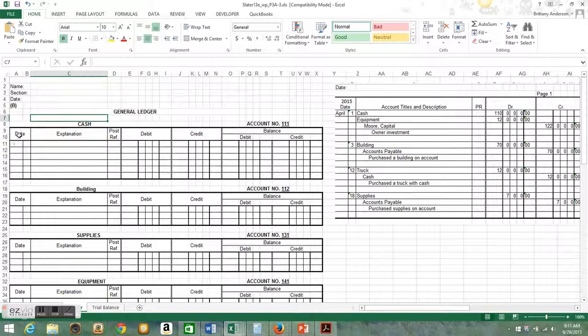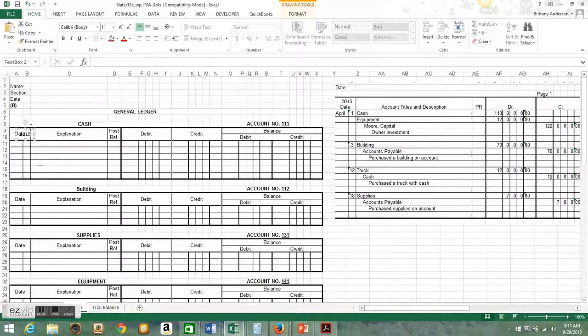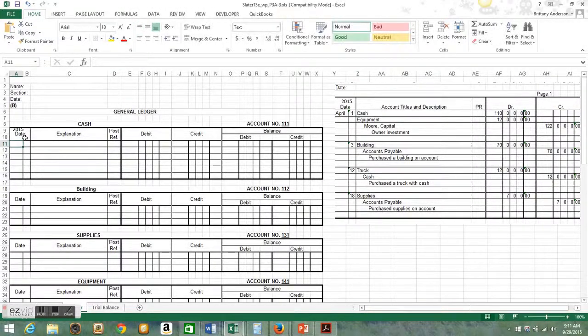So for example, again, we would list our date and our year. So again, it's just as easy to enter a text box here and move it up within that date. Okay, again, we're going to put our April, and our first transaction is involving cash, so we're going to put the date. And I usually put like owner investment here.